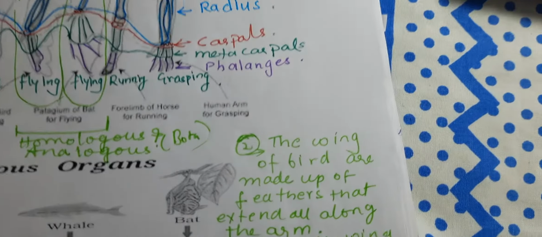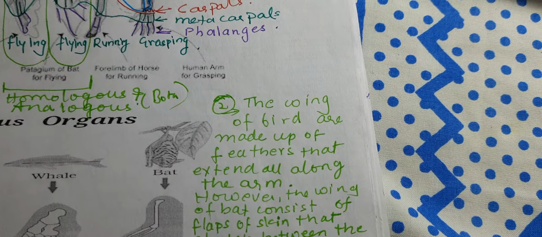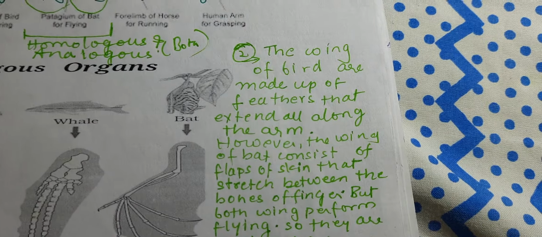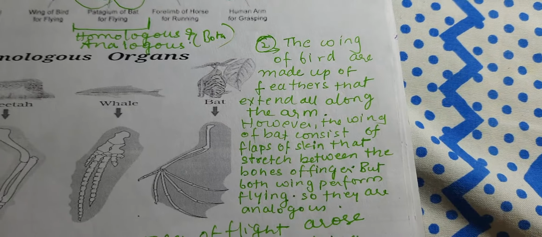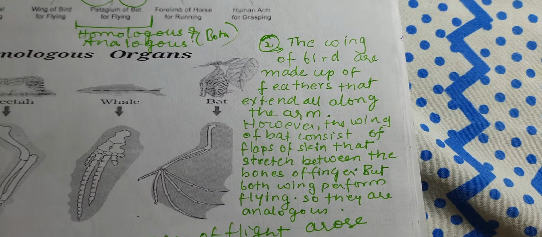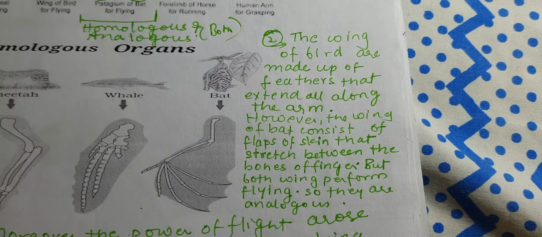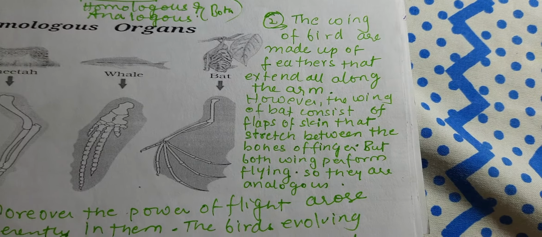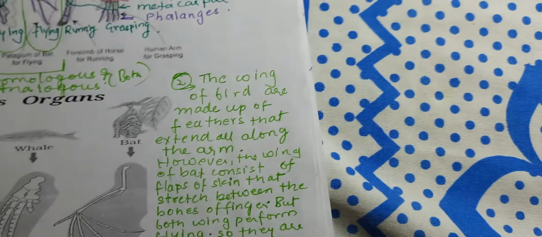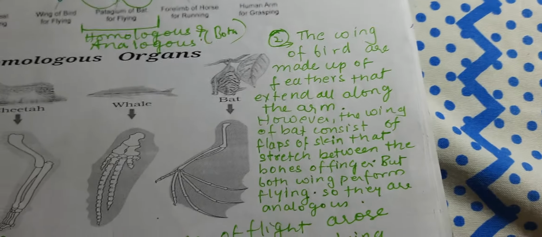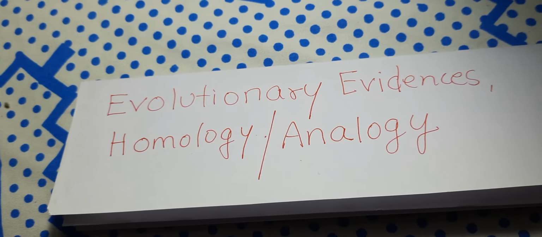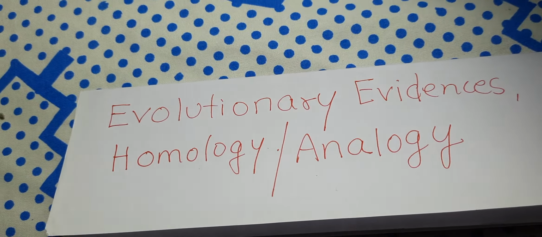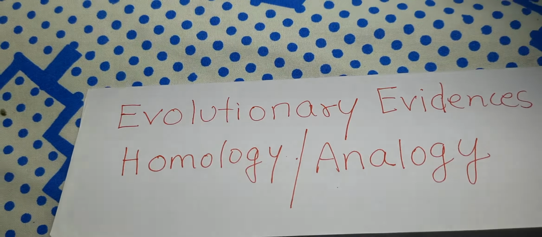Now the wing of a bird is made up of feathers that extend along the arm. However, the wing of a bat consists of a flap of skin that stretches between the bones of the fingers, but both wings perform flying. So they are analogous again in this sense. So what is important is how we say that this is analogous and this is homologous.